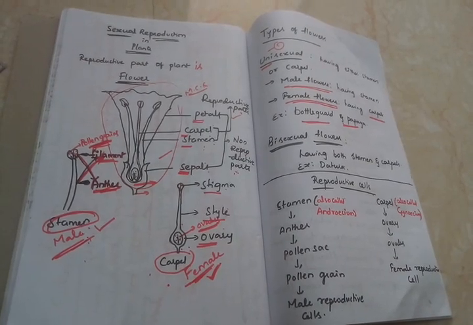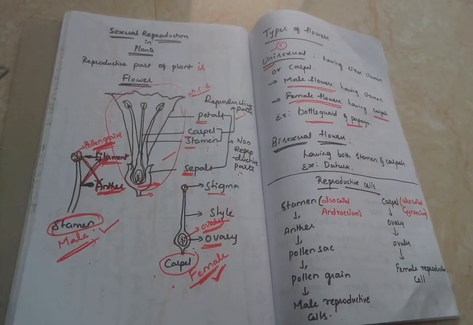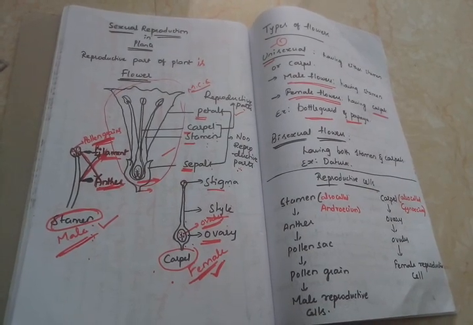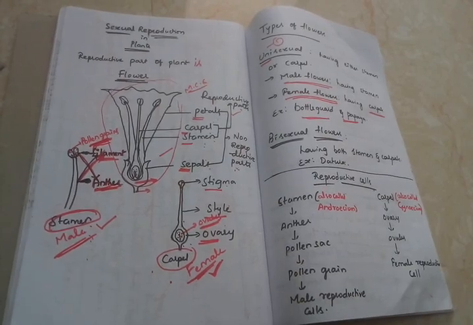Hi everyone, this is a continuation session of sexual reproduction in plants. In the previous session, we discussed the types of flower and parts of flower. In this session, we will see about the reproduction process.